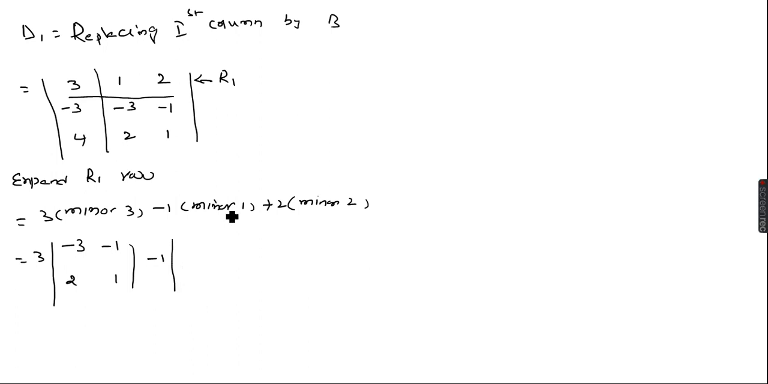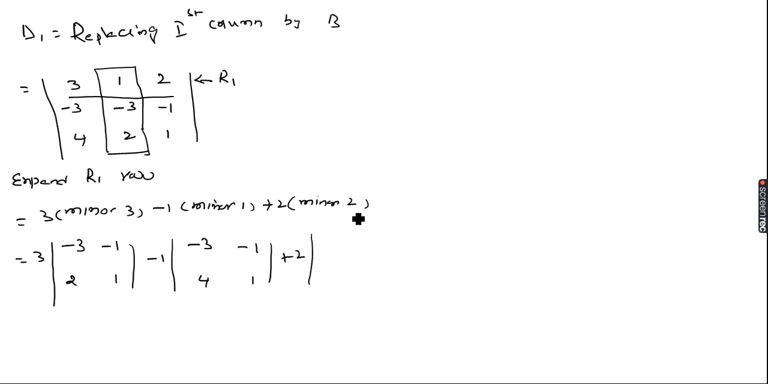Minus 1 into the minor of 1. The minor is nothing but deleting the corresponding row and corresponding column. For 1, what is the position? The position is first row, second column. So we get minus 3, minus 1, 4, 1.